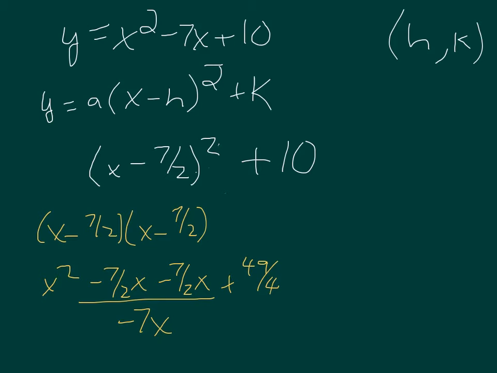Okay, 10 is the same as 40 over 4. So what do I need to do to get to 49 over 4? Well, 49 over 4 minus 9 over 4 gives me 40 over 4, which is 10. Okay, so once I have my x minus 7 halves squared, if I subtract off 9/4, I end up with my actual value. Okay? So just again, give you another view of it.